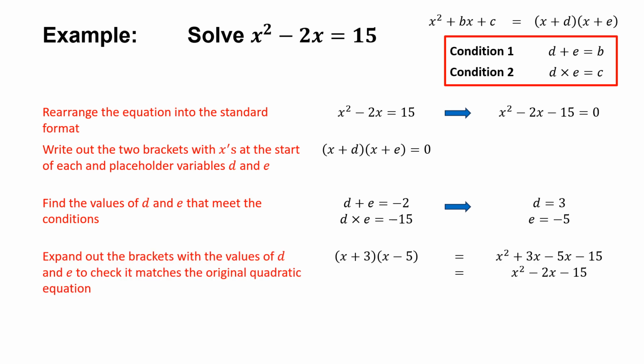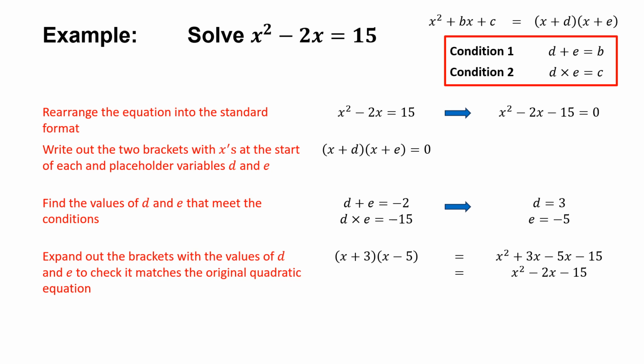We can now put these into our brackets. We said it's going to be x plus d times x plus e. With d equal to 3, substituting in, we get x plus 3 as our first bracket. Then for our second bracket, we said that e is equal to minus 5, so we have x minus 5. And these are going to be our two brackets.